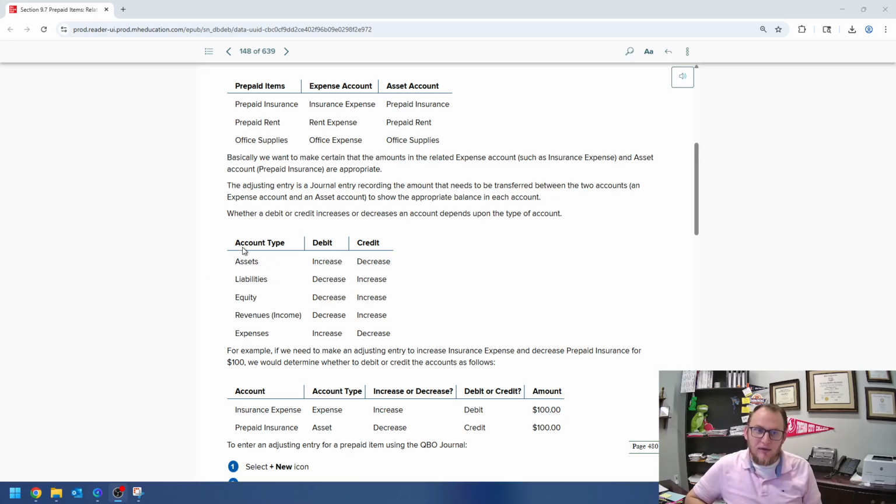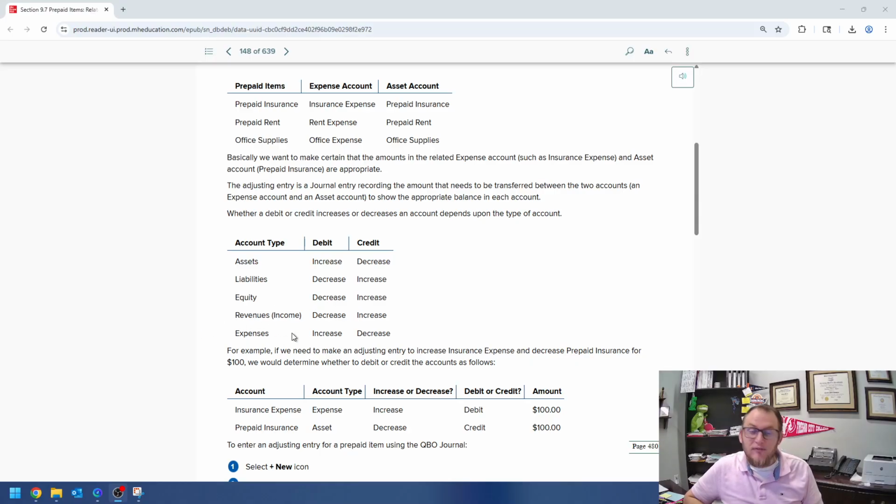So an asset, remember, is going to be a natural debit balance. And so if you book a debit to an asset account, it's going to increase that account balance. Or if you credit that account, it's going to decrease it. Liabilities and equity are both going to be the same, because remember, assets equal liabilities plus equity. And so those both have a natural credit balance. So if you post a debit to a liability or a debit to an equity account, that's going to decrease the account balance, where a credit is going to increase it.